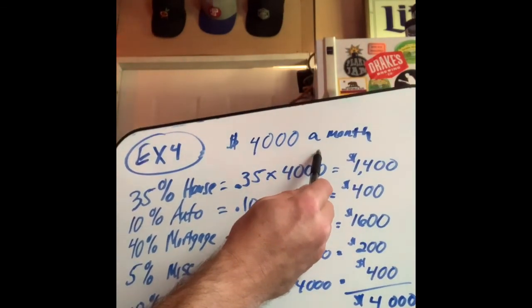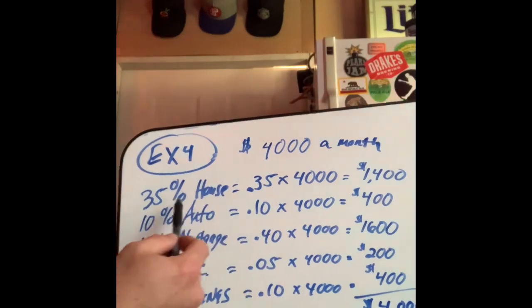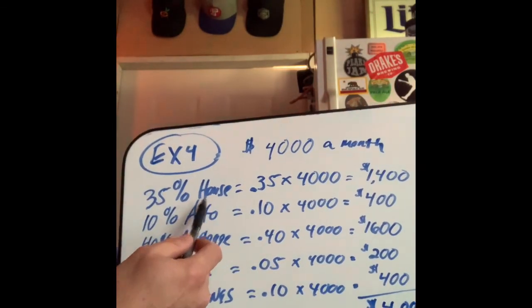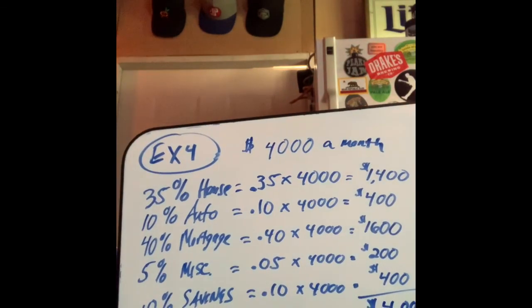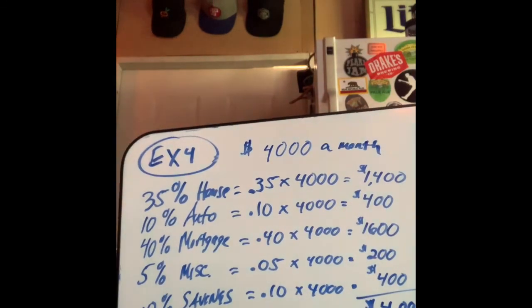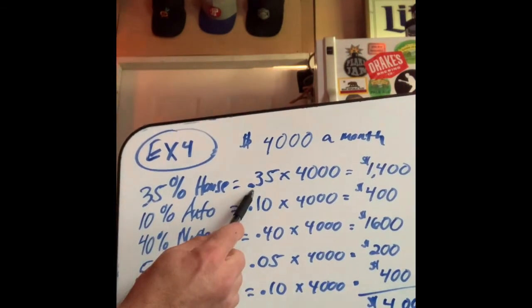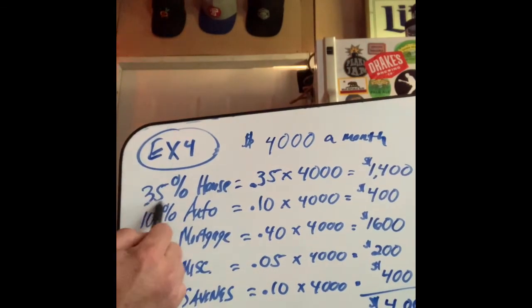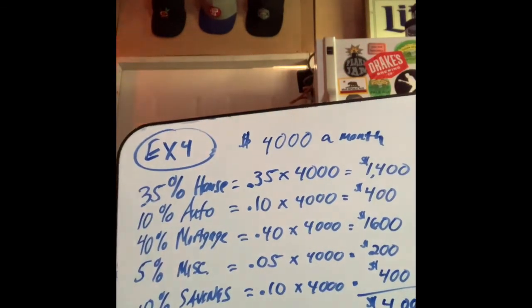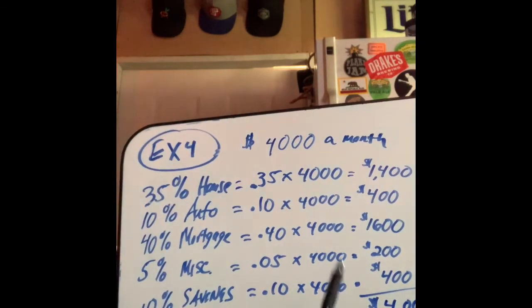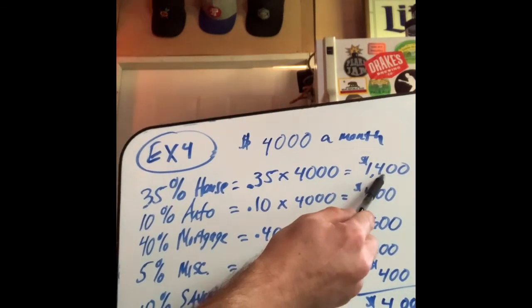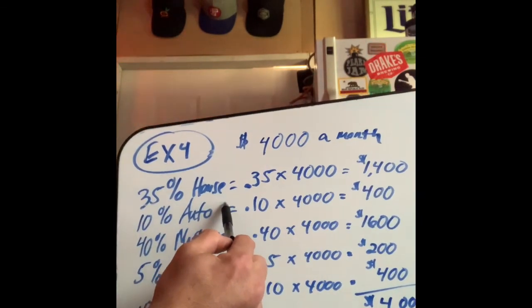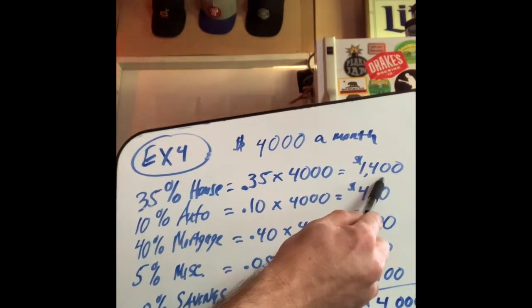So if we know $4,000 is the monthly budget, we have to figure out what's 35% for the house, 10% auto, mortgage, miscellaneous, and savings. So these are all different percents. So remember, from this year, we've talked about it. It's 35%. We have to change it to a decimal, our 2 decimal thing. Move it over, 0.35 times, because we're finding 35% of 4,000. Remember from our word problems, of is times. So 0.35 times 4,000 means $1,400 is her household stuff. That's how much she's spending for the household.